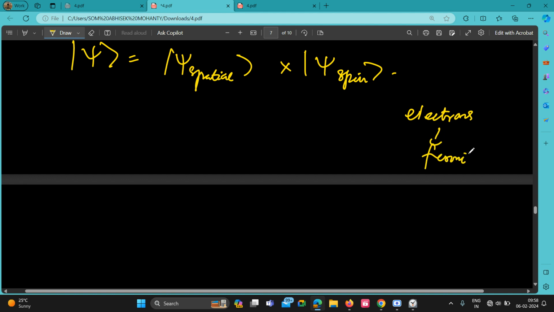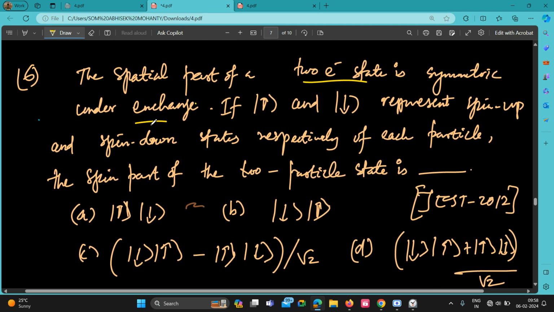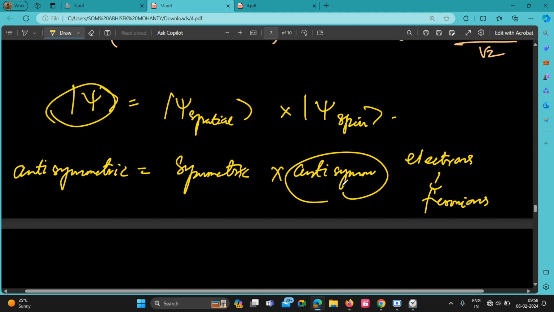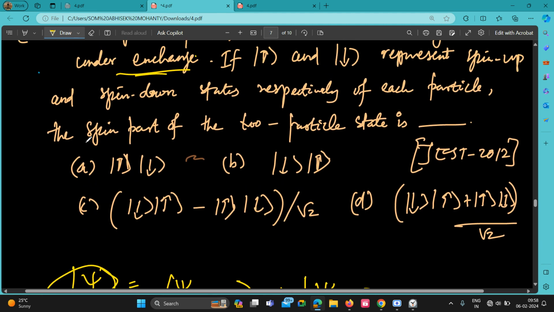Fermions have a total wave function that is antisymmetric. In the question it is written that psi spatial is symmetric under exchange. So psi spin should be what? It should be antisymmetric to make the whole thing antisymmetric. So the spin part of the two particle state should be antisymmetric.